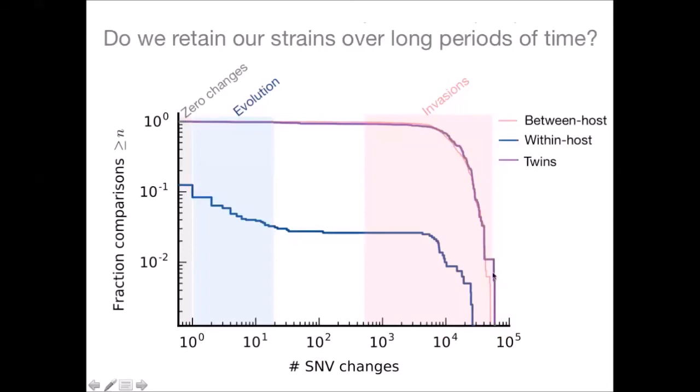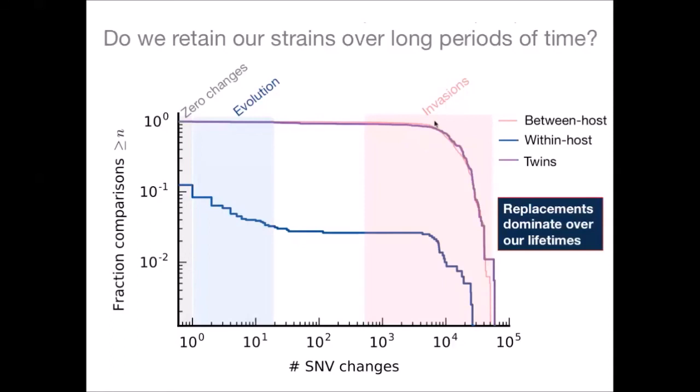And so what this means is that replacements are very common over our lifetimes. This high number of SNP changes is too great to accumulate on just 6-month timescales. On 40-year timescales, you would expect maybe at most 800 or 1,000 SNP changes. But actually what we're observing is 10,000 SNP changes. And so this suggests that while on short timescales we see a lot of evolution, on long timescales replacements dominate.